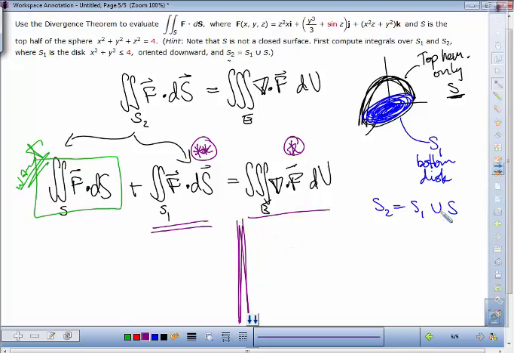Let's do the triple integral. We want the div of this thing. So it's the derivative of the first component with respect to x. That looks like it's z squared. The derivative of the second component with respect to y, this looks like it's y squared. And the derivative of the third component with respect to z, that looks like it's x squared. Hey, this is like a setup.